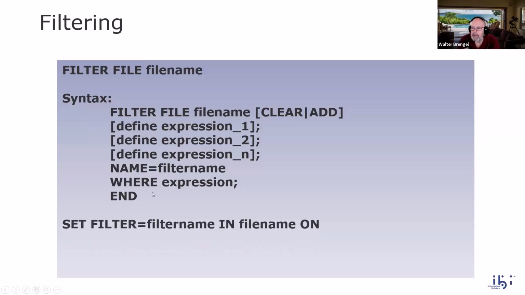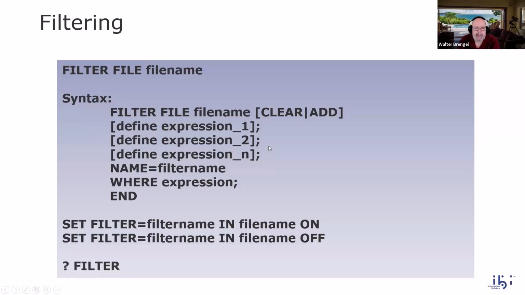And then you turn the filter on by doing set filter equals filter name in the file that you're putting it on in. Kind of sounds a little funny. And then say the word on. If you're turning it off, you would say in file name off. If you want to see what filters are active, you can do a question mark space filter command.